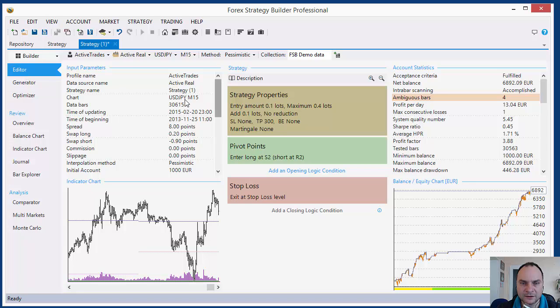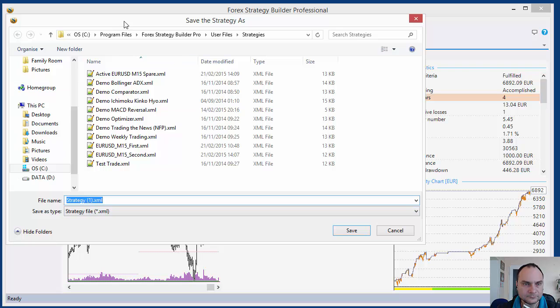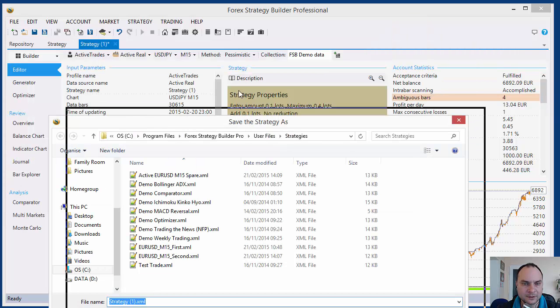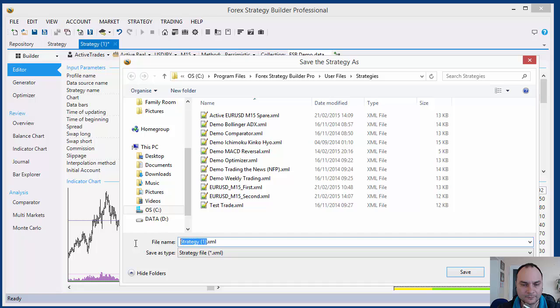Okay, I will try this strategy on the market. Anyway, I will try this strategy for 1 month, and I will decide then. I will see the performance for 1 month. Let's save that strategy. What is this? USDJPY. Okay. M15. I'll call that first.